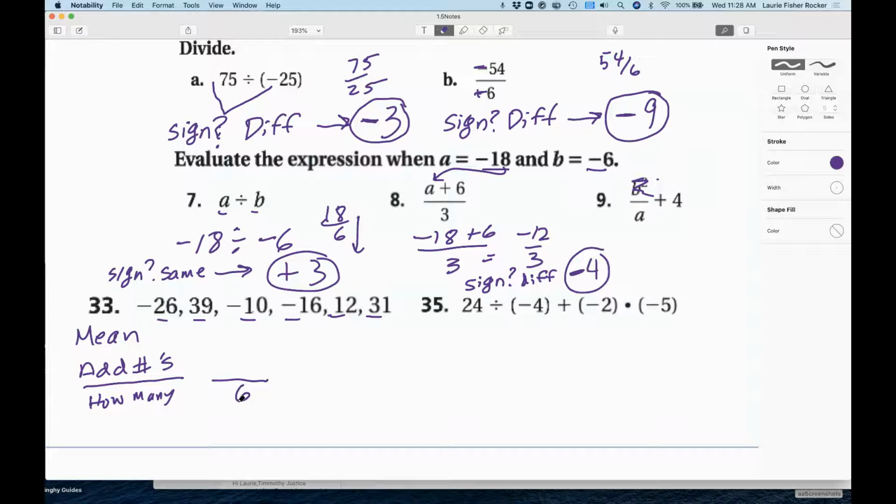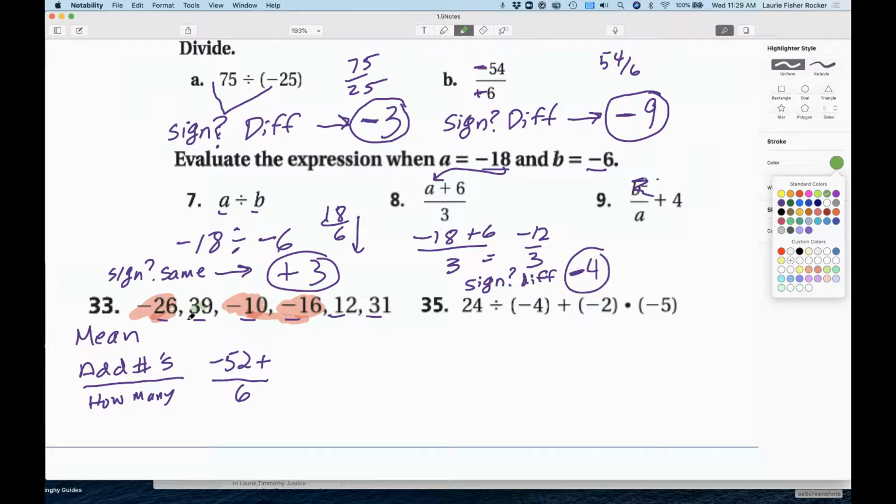Sometimes I'm going to demonstrate a strategy and you can say, yes, I like that, or no, I don't. So I go through and identify the negative numbers. Those are all the negatives and I lump them together. Negative 26 and negative 26 is going to be negative 52, plus, and then I do all the positives together: 39 and 12 and 31.